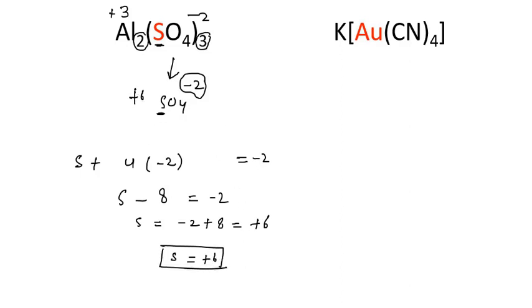So here it shows +6 oxidation number, and in this sulfate ion also it shows +6. In sulfate ion it shows +6 oxidation number, and in aluminum sulfate also. Well, now the next one is gold. For gold we have to calculate the oxidation number.